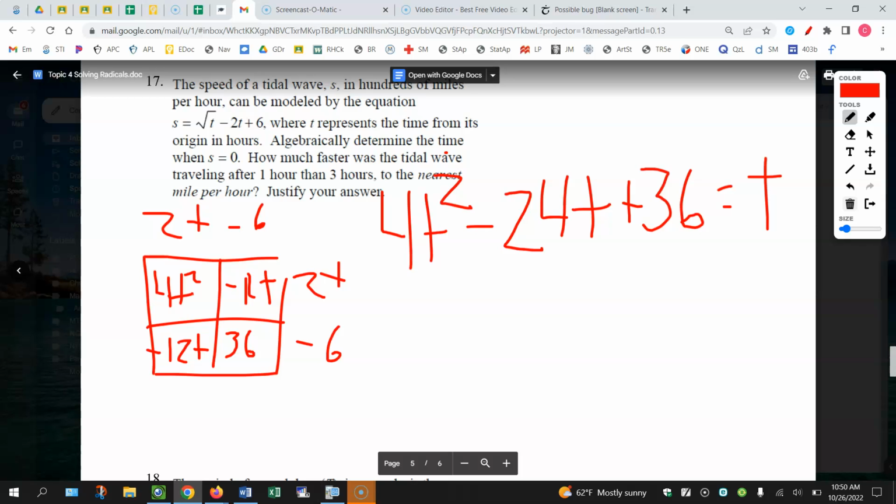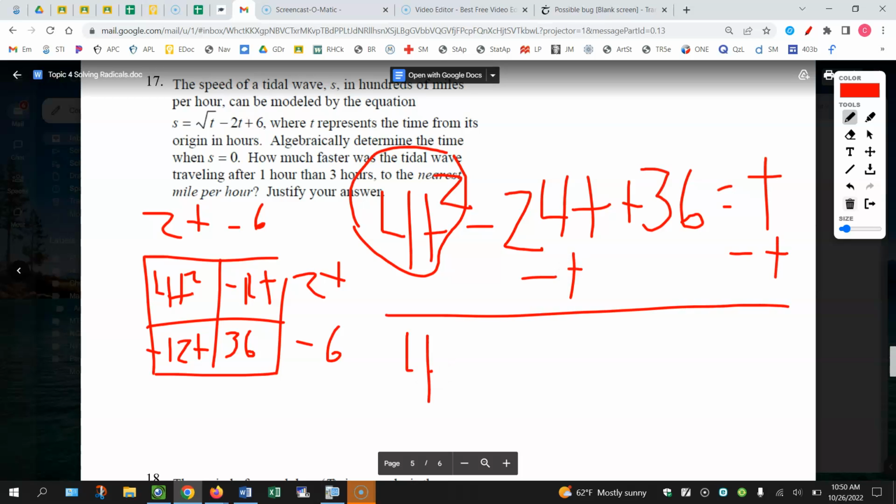Because this is quadratic, you want to keep this term positive, and you want to get the equation set equal to 0. So you're going to have to subtract t from both sides. And that's going to leave you with 4t squared minus 25t plus 36 equals 0. All right, so check and make sure we're on the same page with that, and then we will go on to this next part here.